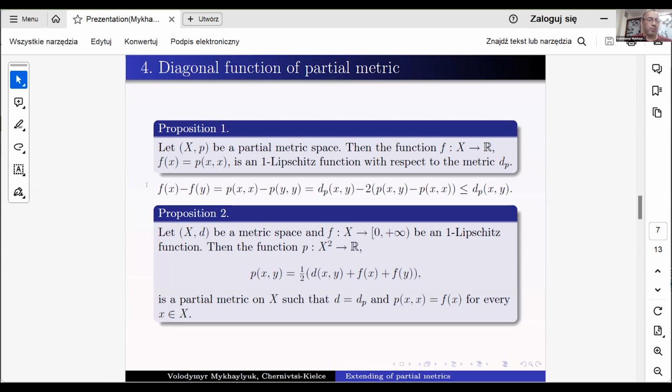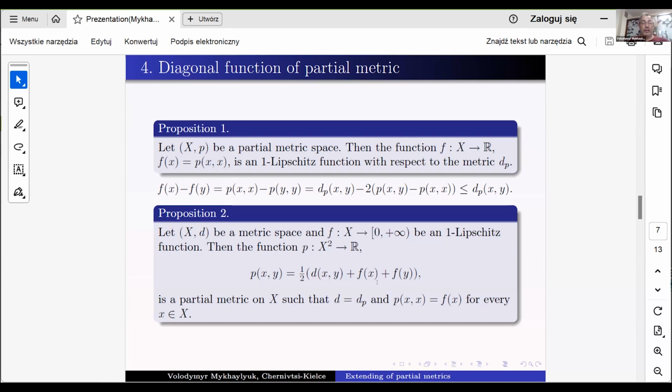It follows immediately from this not difficult inequality. The inverse property says that if we have a function f, which is one Lipschitz with respect to some function d, then we construct such a partial metric that this partial metric has function f as a diagonal function and metric g as the corresponding metric dp.